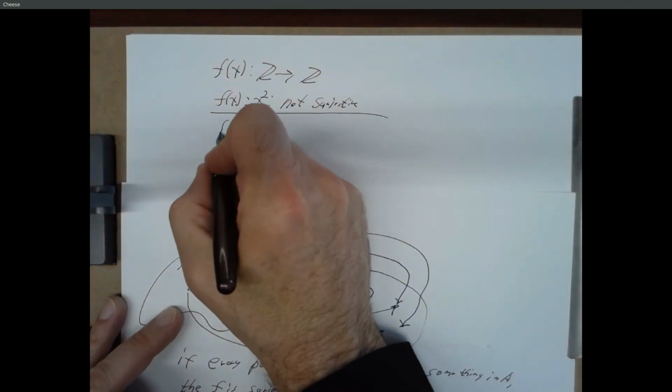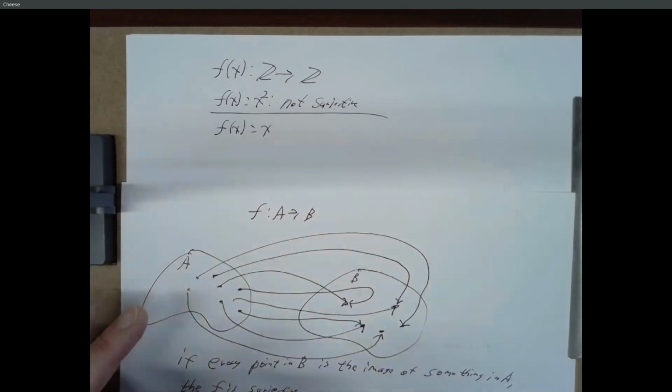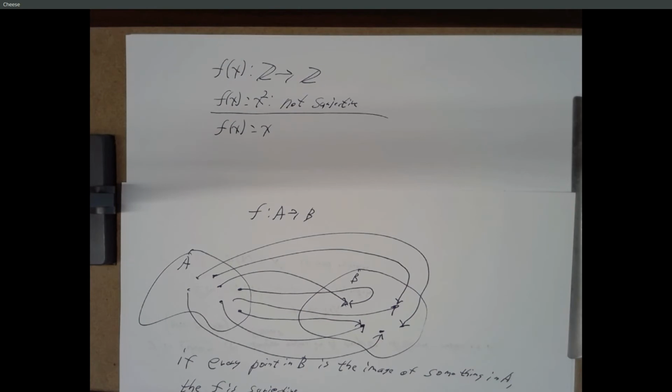Our favorite nicely behaved function, f of x equals x, that's injective and that's also surjective. Takes every number to its own value. So that's bijective. Bijective functions in some sense are, well, I don't know what they are. They're cool though. It basically gives you a one-to-one correspondence between things in A and things in B. Everything in A maps to exactly one thing in B, and everything in B can be associated with exactly one thing in A. And that only happens if both of these conditions are true.